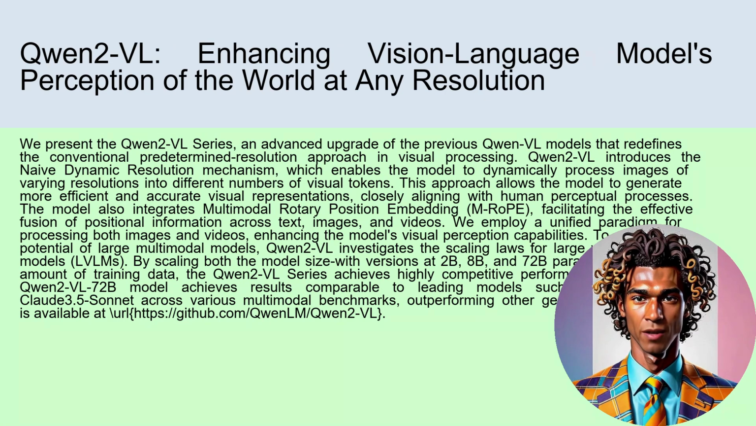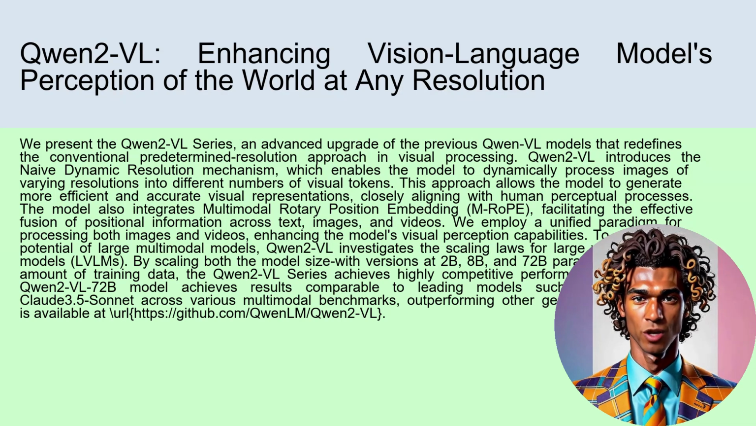In Qwen2-VL, Enhancing Vision-Language Models' Perception of the World at Any Resolution, the researchers introduce a new model called Qwen2-VL that tackles the issue of handling images of varying resolutions in computer vision. This model is designed to analyze images like humans do, adapting to different sizes and details without any predefined rules. Qwen2-VL is a big improvement over previous models and can work with images and videos.